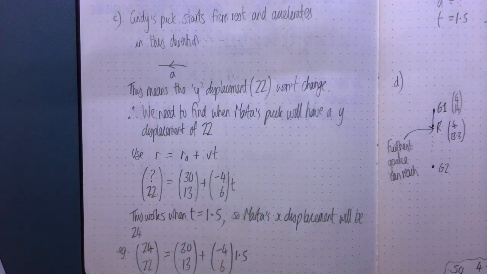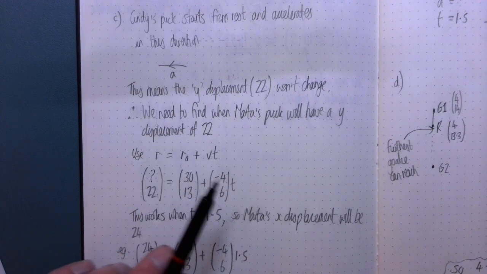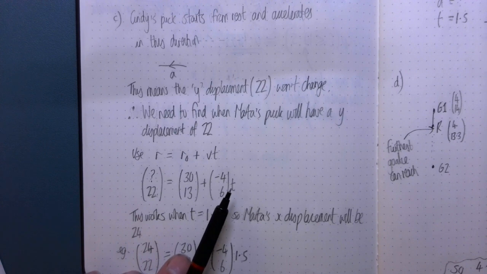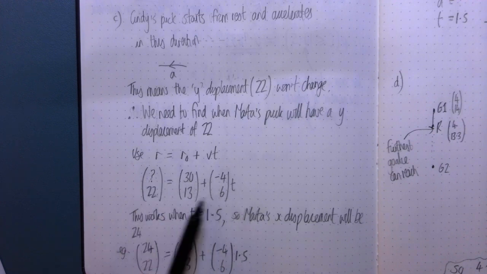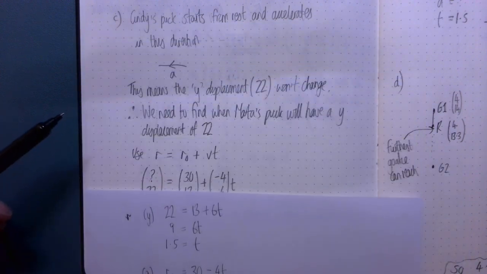So what we do is we go back to the puck, which started from this position here and has this velocity, and we use this formula, which we sort of discussed. I said it's common sense, but there we go. New position is old position plus velocity times time. And we basically say at what time will the puck have a y displacement the same as Cindy. Now, you might have been able to work out from this just by looking at it that t is 1.5, but it might have helped to separate it into separate x and y equations.